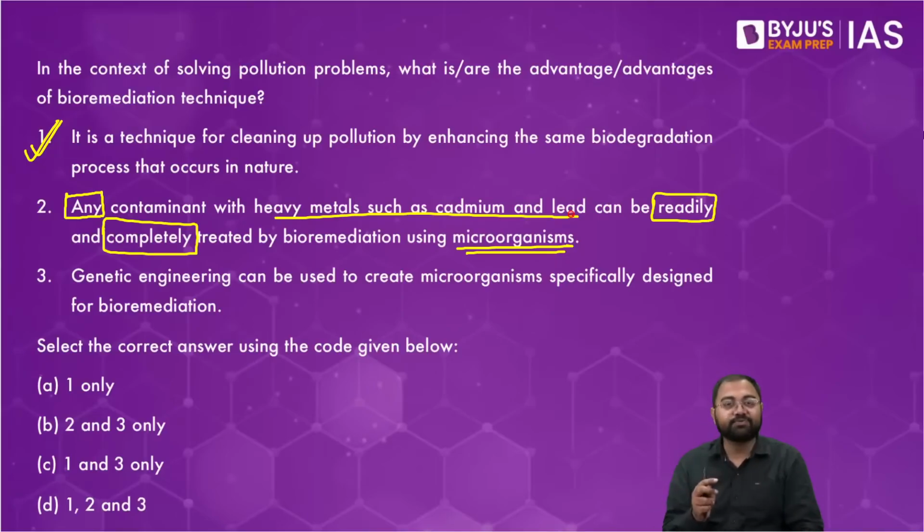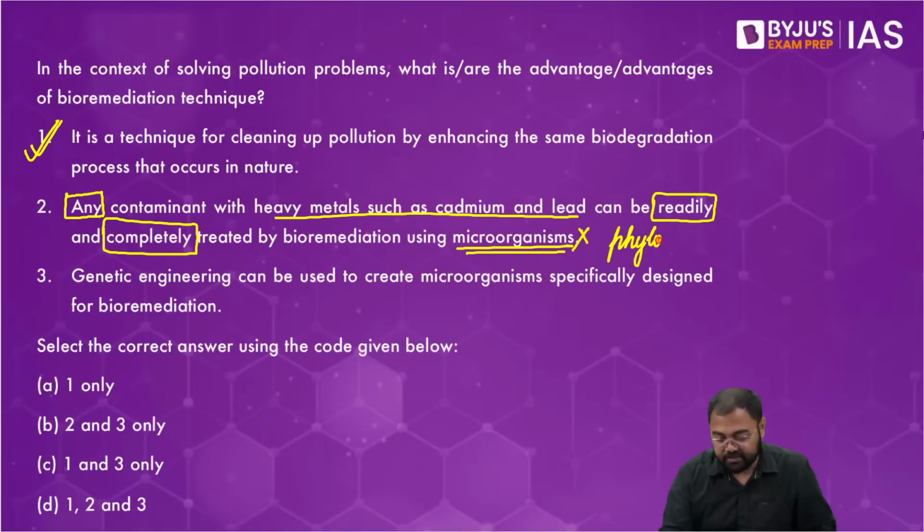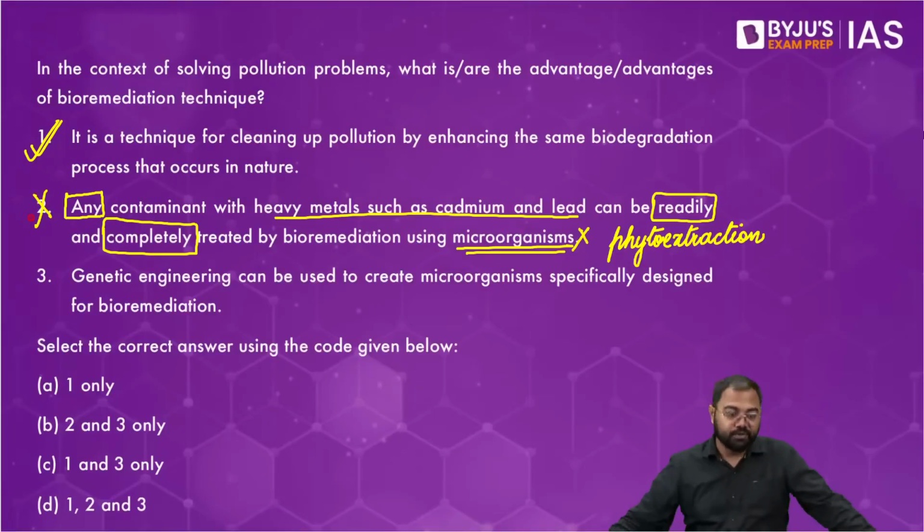In large number of cases, we'll try to use some other method, either some kind of industrial method, or if not, phytoextraction. So that's why in these kind of cases, instead of using microorganisms, we would prefer phytoextraction process. All right. So that's why we wouldn't consider statement number two as correct.